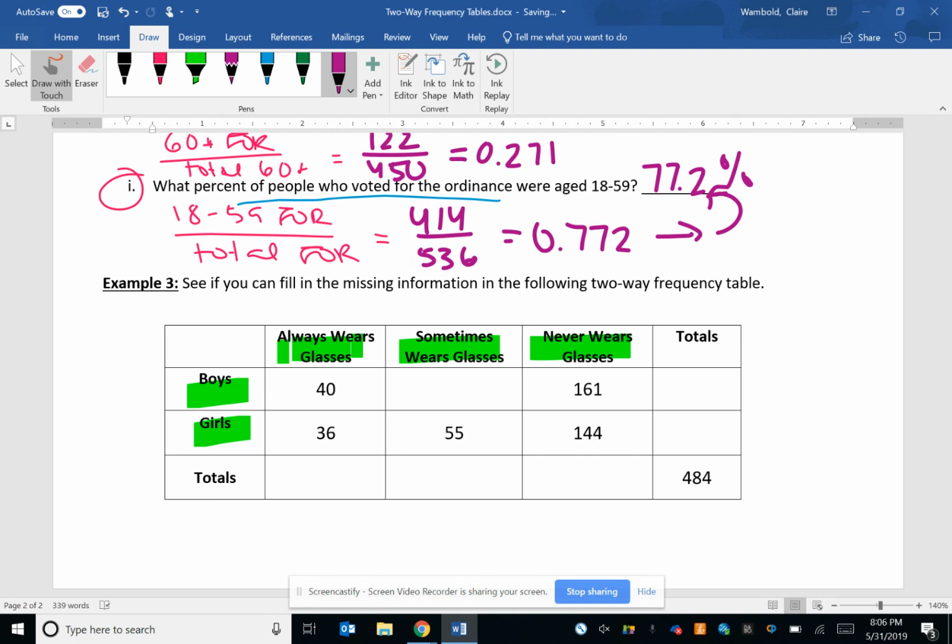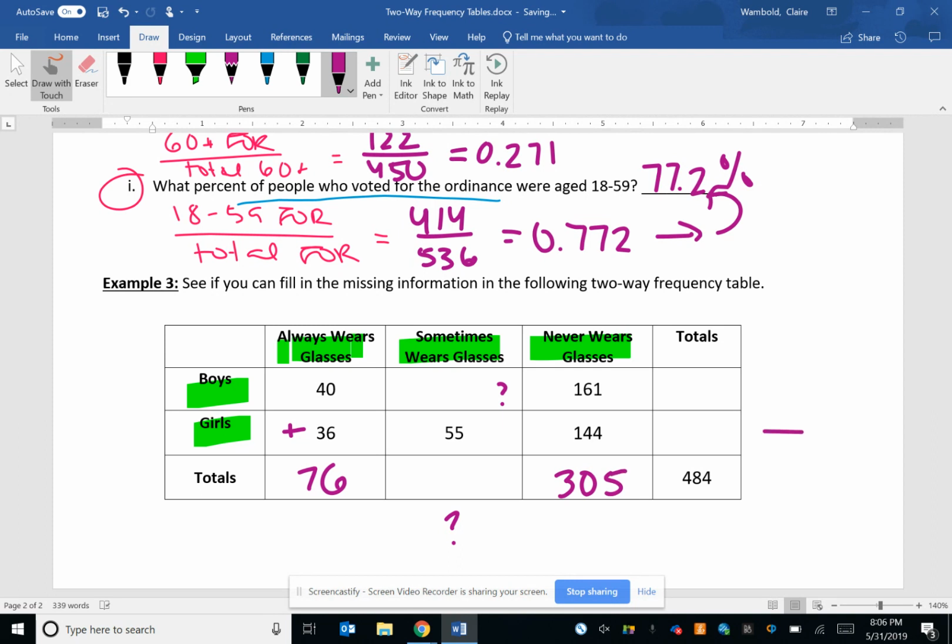So I'm going to start with some simple addition. I like 40 plus 36, so I can fill in this total. There are 76 people who always wear glasses. Now, I don't know how many boys sometimes wear glasses, so I can't quite fill this one in yet. I can't quite fill this one in yet either. But the never wears glasses, 161 plus 144 is 305.